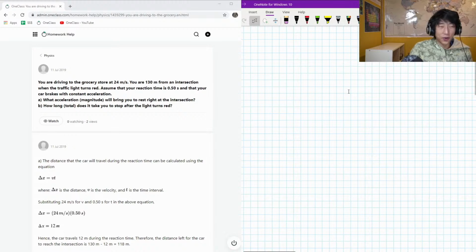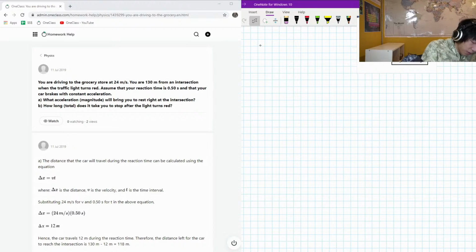Okay. So here we have the next question on the menu today, and it is presenting us with the situation that we are driving to the grocery store at 24 meters per second. We are 130 meters away from the intersection when the traffic light suddenly turns red. It takes half a second for us to realize that it's red and push the brakes. And once we hit the brakes, we are slowing down with a constant acceleration.